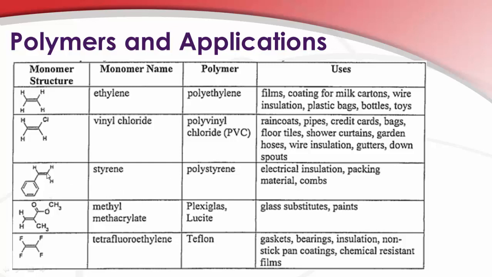Styrene, again, an addition reaction, but it has a benzene ring off the side. Everybody's familiar with polystyrene and its use in packing materials. And similarly, we can have methyl methacrylate or tetrafluoroethylene. These addition reactions all produce polymers with slightly different properties. Teflon at the bottom is particularly interesting because it's such an inert material. It's chemically resistant. It, of course, is non-stick in fry pans.